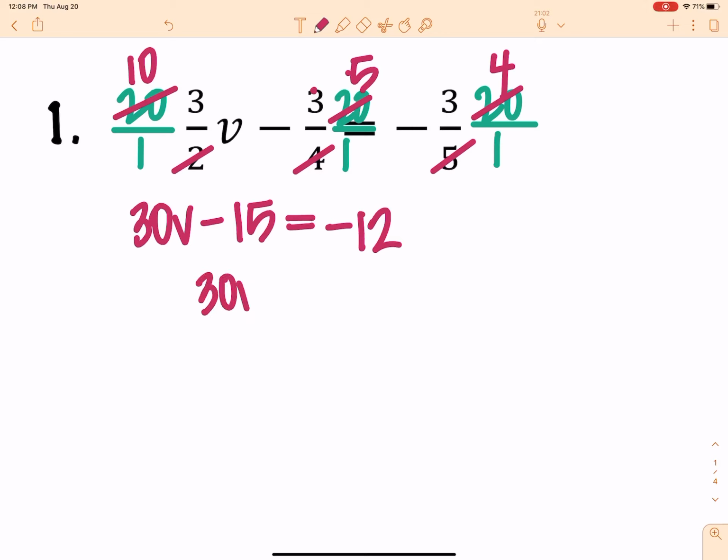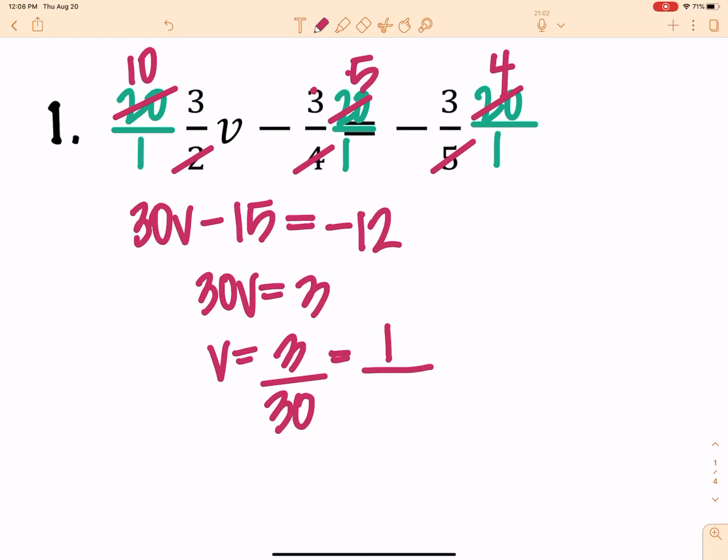Add 15 to both sides. Divide by 30, and then always reduce your fractions. The silliest question I get every single year, a million times, is, do I need to reduce my fraction? That's a very silly question. Of course you need to always reduce your fraction. If you do not, then you don't get full credit on your assessments. So your final answer is 1 over 10.